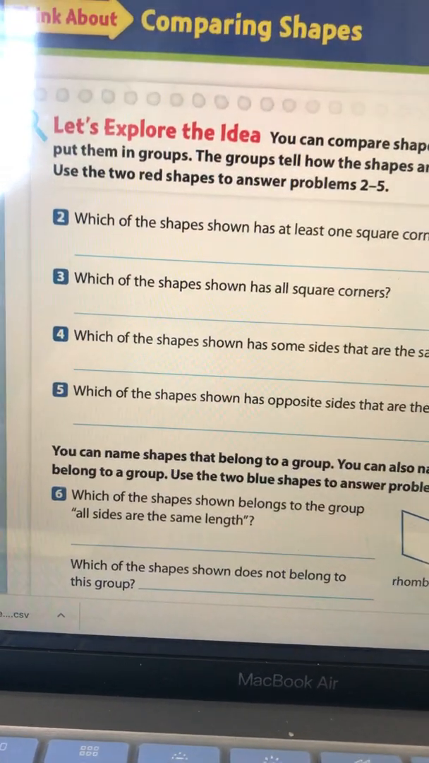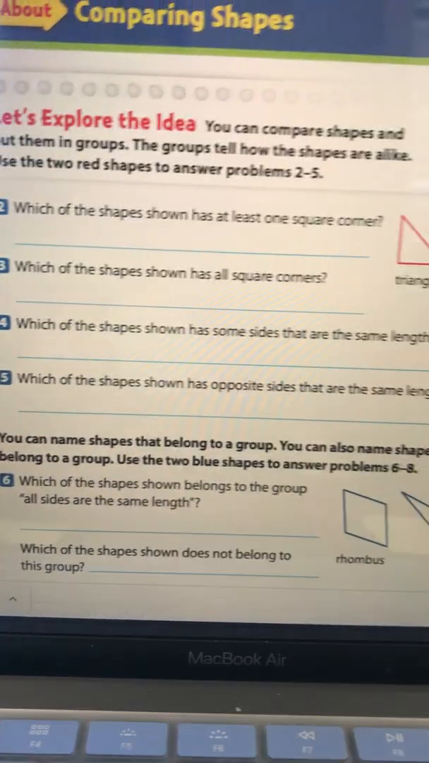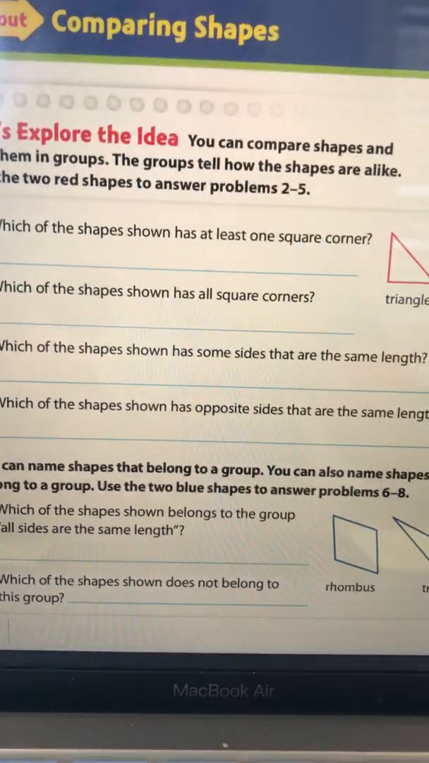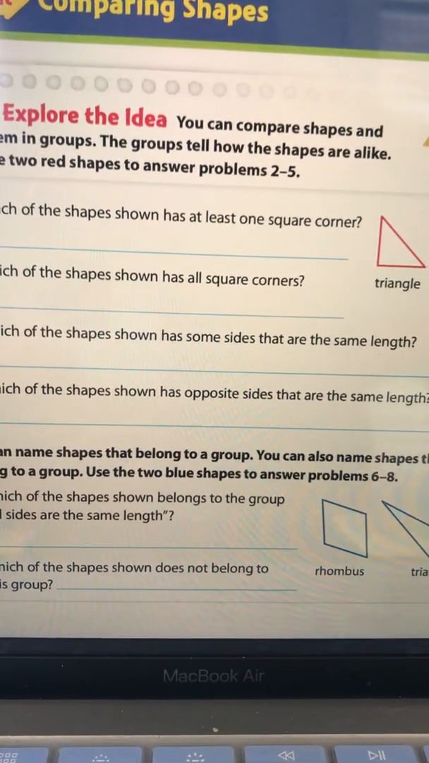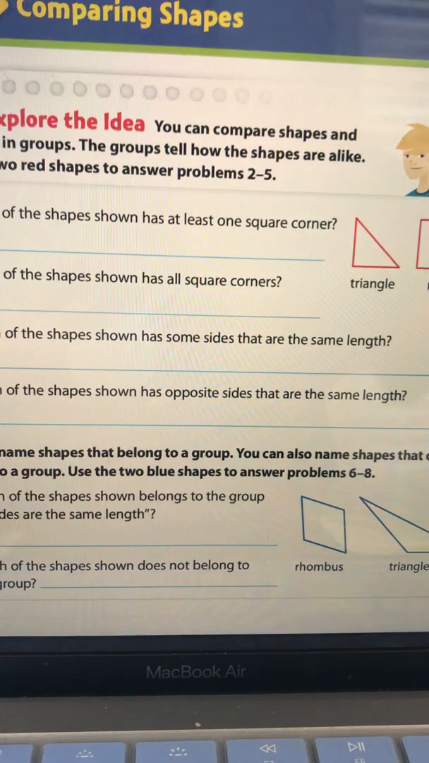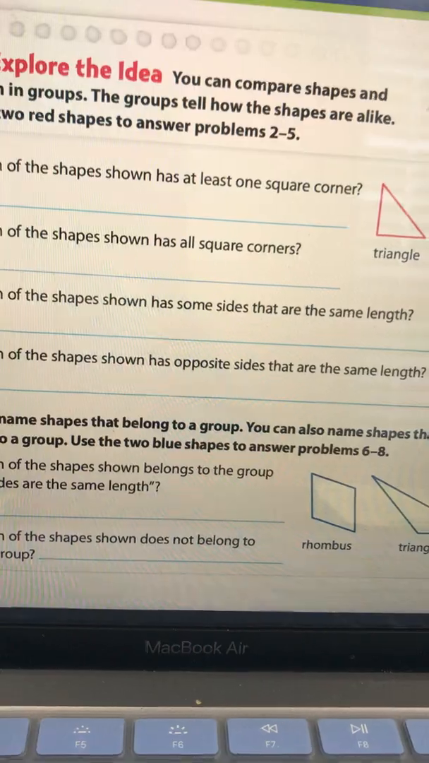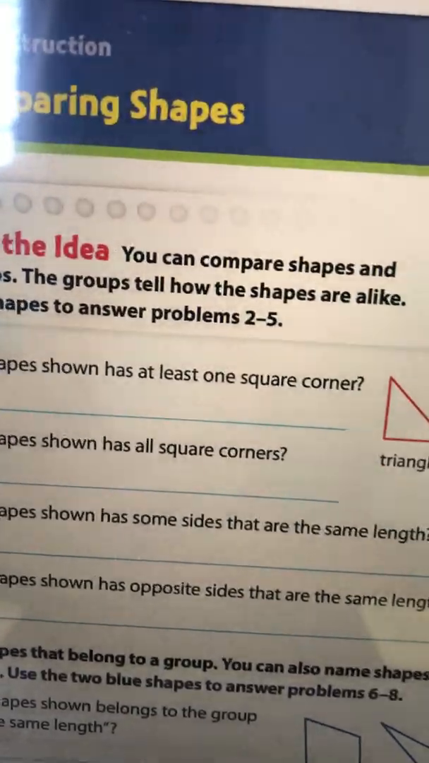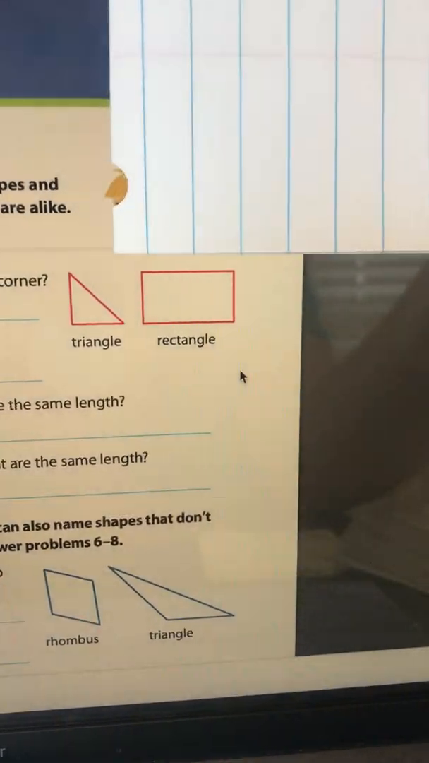Number 2 says, which of the shapes shown has at least one square corner? And I would like for you to change that word square corner to right angle. So remember to decide if a shape has a right angle, you can use an index card, which is fabulous because it's a little more supported, or a corner of a piece of paper, or something that you know has that perfect square corner. So I'm going to take this piece of paper that I have here, and I'm going to actually use this square corner on my paper and slide it into these angles.